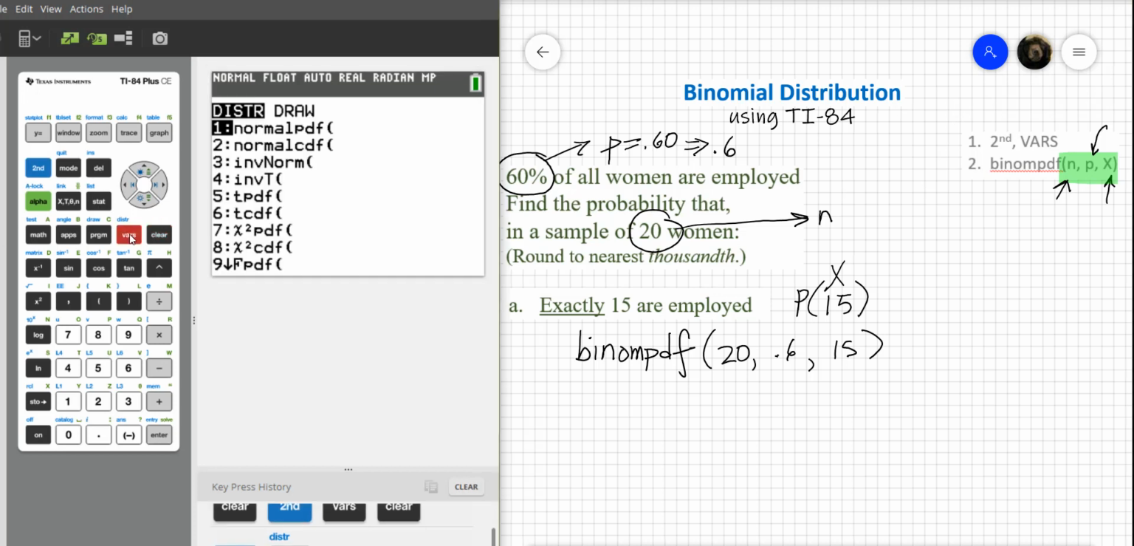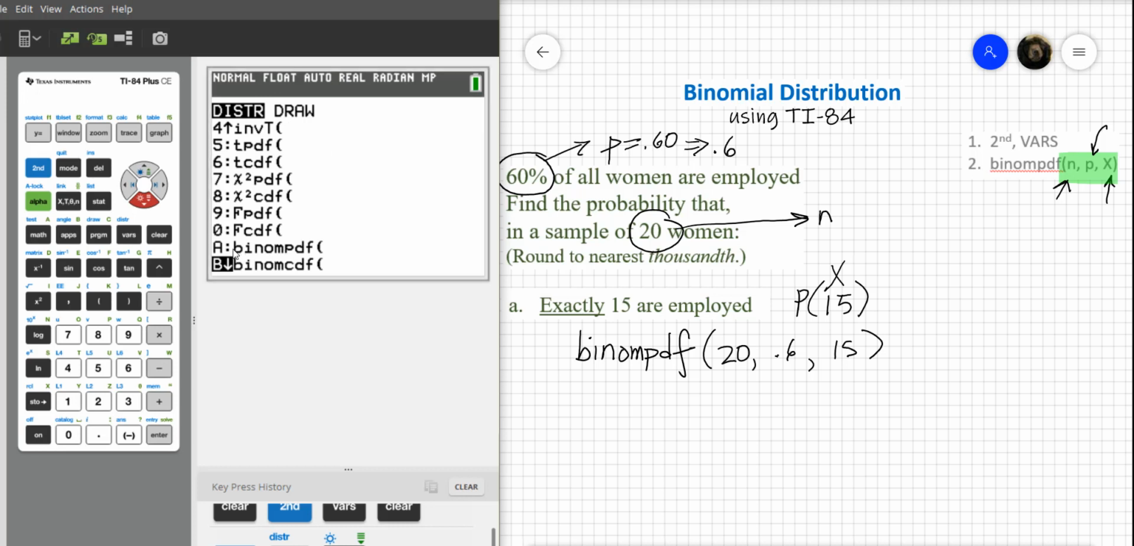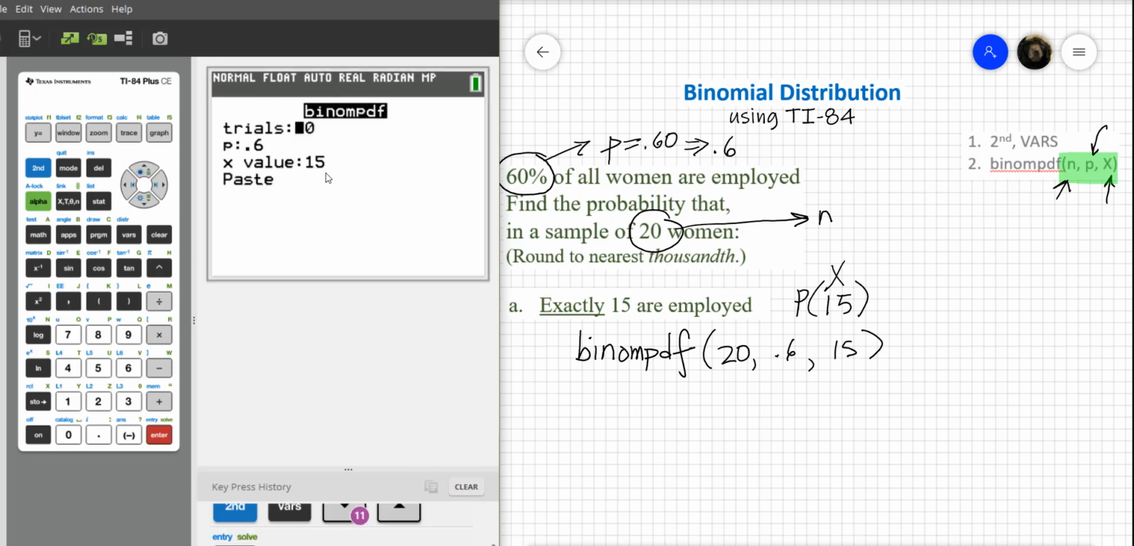Second, vars, use the down arrow to get to choice A, binomial PDF, not to be confused with binomial CDF, and see how this is already keyed in. Number of trials, that's N, is 20. P is 0.6. The X value is 15. Then you just use the down arrow key one more time to highlight paste and hit enter. That'll bring you back to the main screen.